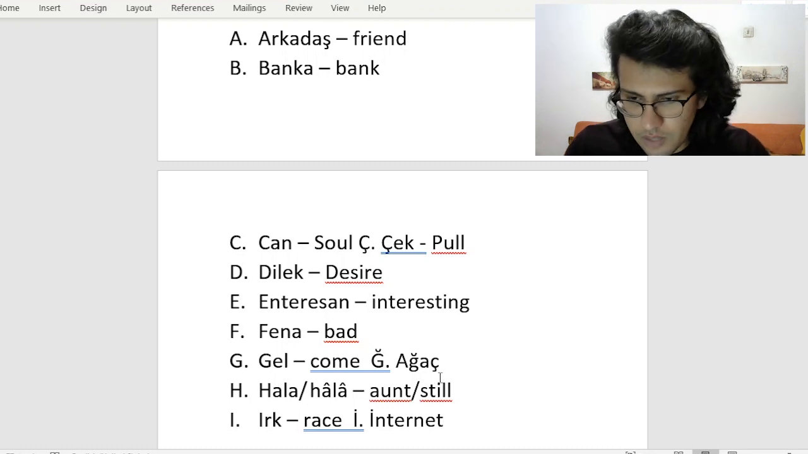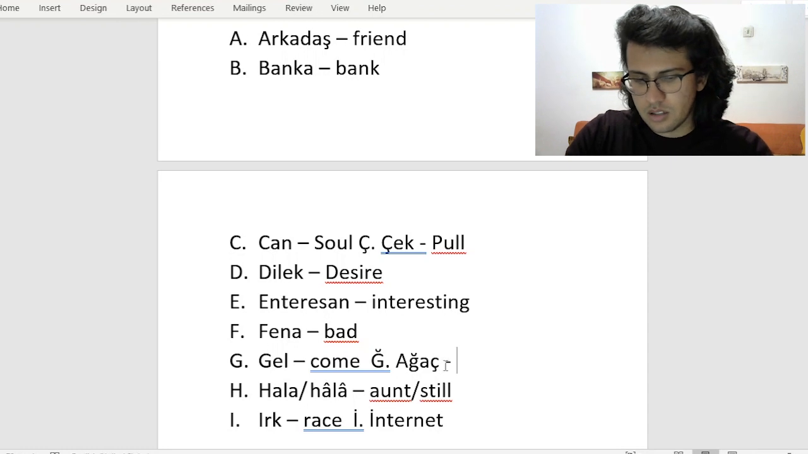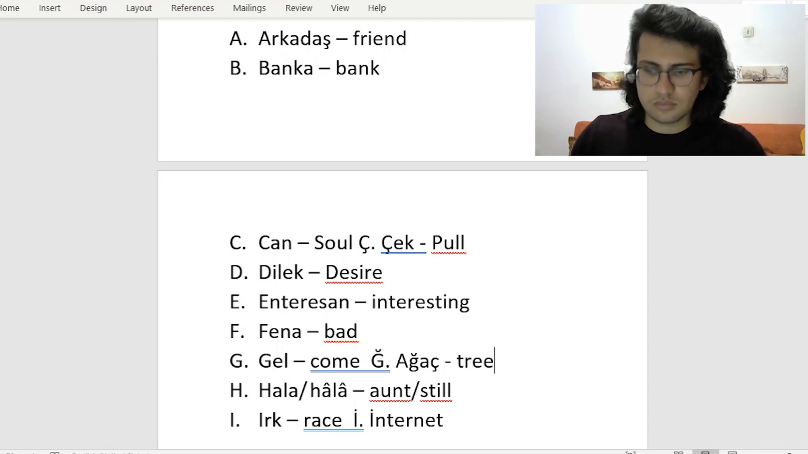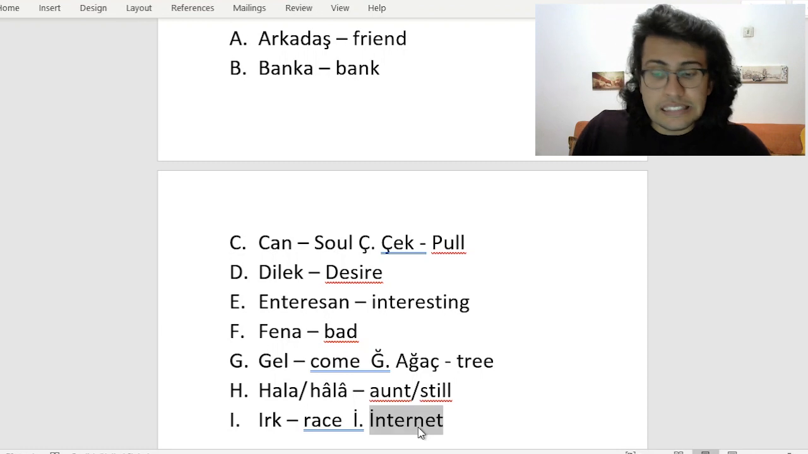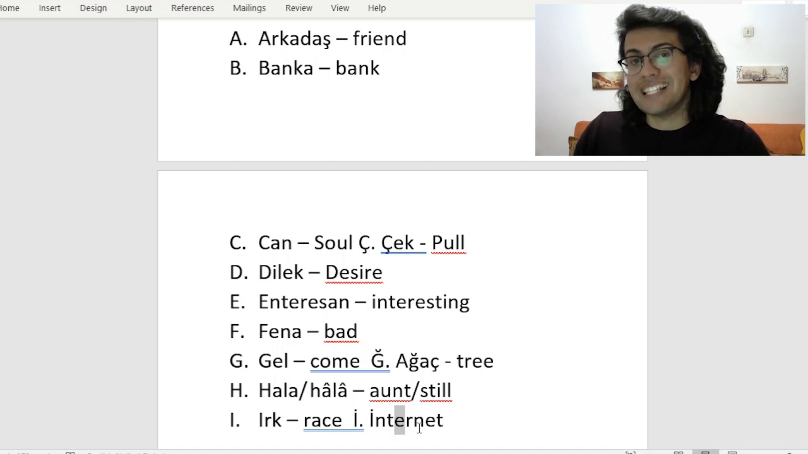Oh, but I do have to put one for this word. So let me write that. This meant tree. Notice how this is the double E sound. Internet.